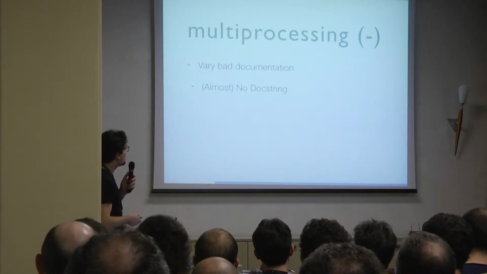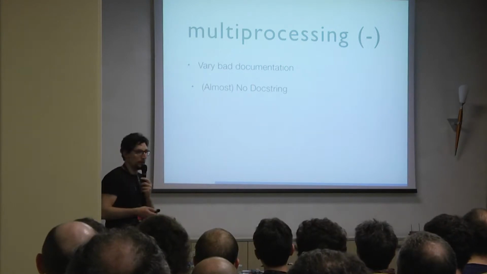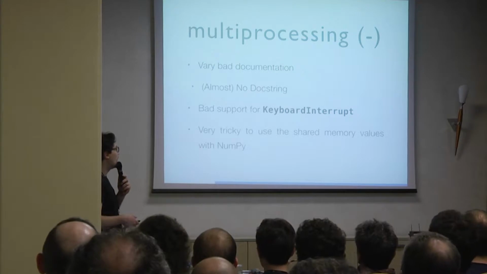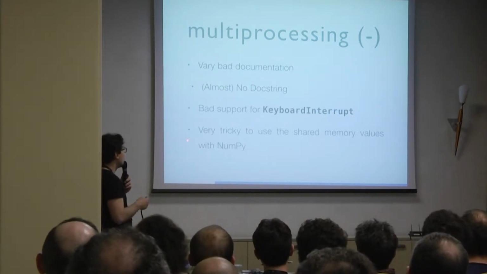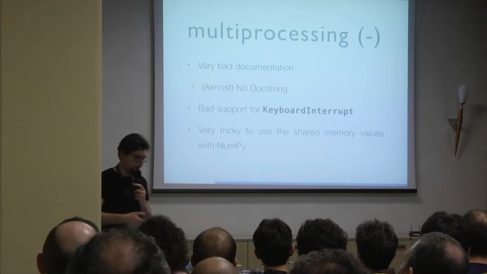Some cons for multiprocessing: it has very bad documentation, almost no docstrings in the methods, bad support for keyboard interrupt events, and it is very tricky to use for shared memory values with NumPy structures.